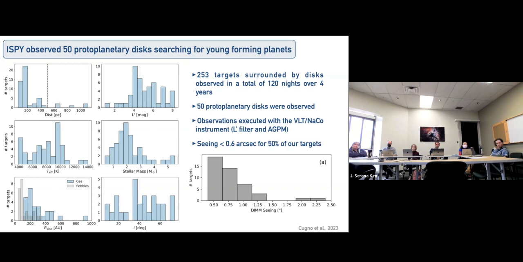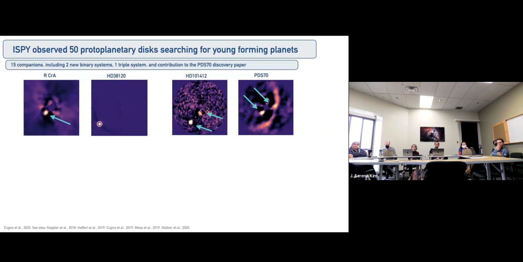And the last important point is that we tried to avoid disks that were too edge-on and focus on disks that were mostly face-on, or at least have an inclination below 60 degrees. Again, there are some exceptions, due to the fact that the list was compiled when many disk images were not available, and afterwards we obtained these disk images with ALMA or SPHERE. Okay, let's move to the results.